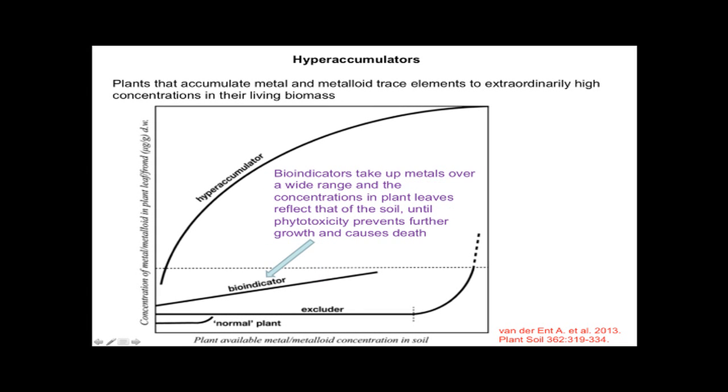The third category are the bioindicators. Bioindicators can take large amounts of metal in their biomass, but not very large amounts. And the concentration of metals in their tissues reflects the concentration of metals in the soil. That's why we call them bioindicators. However, if also here a threshold is reached, this dotted line is the threshold, the plant cannot withstand the serpentine environment, and we have its death.